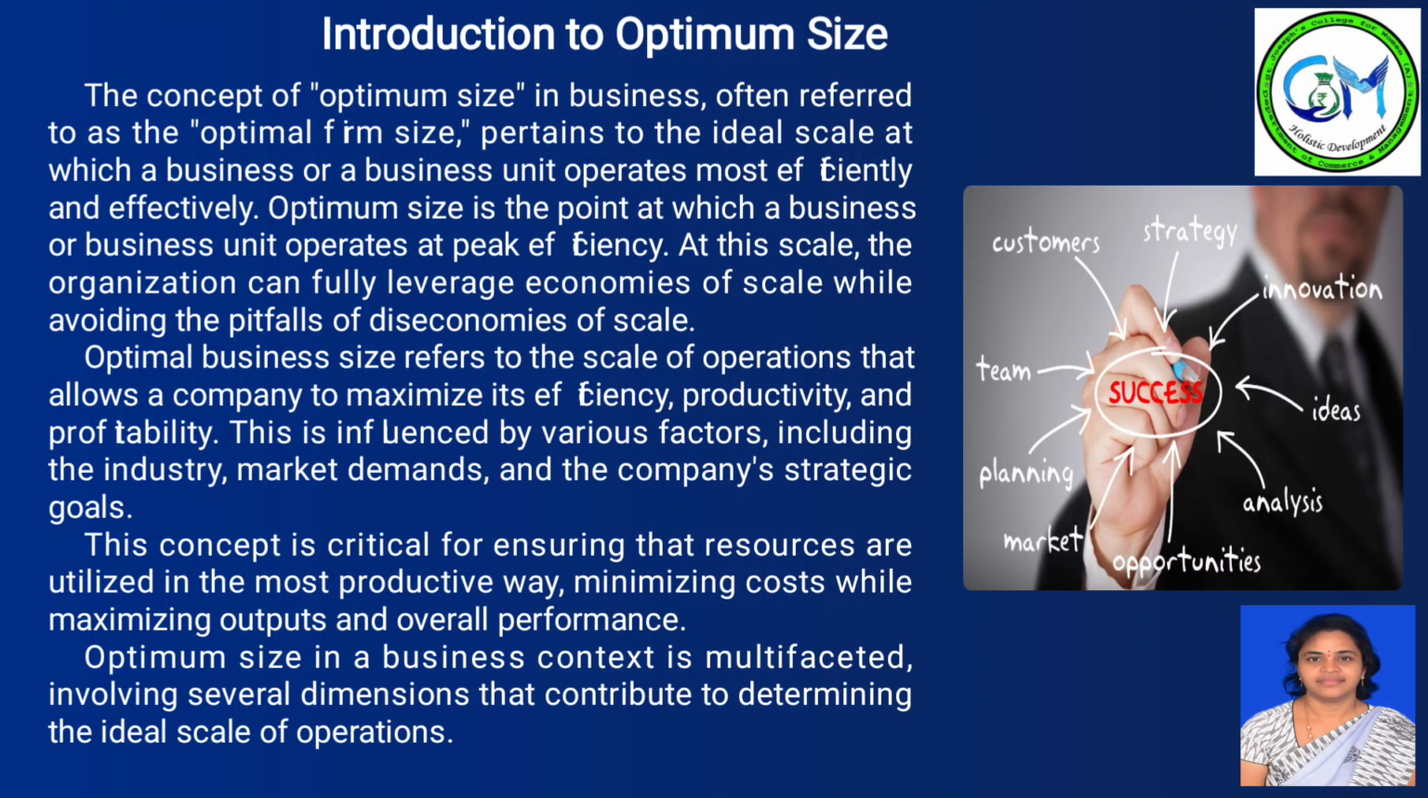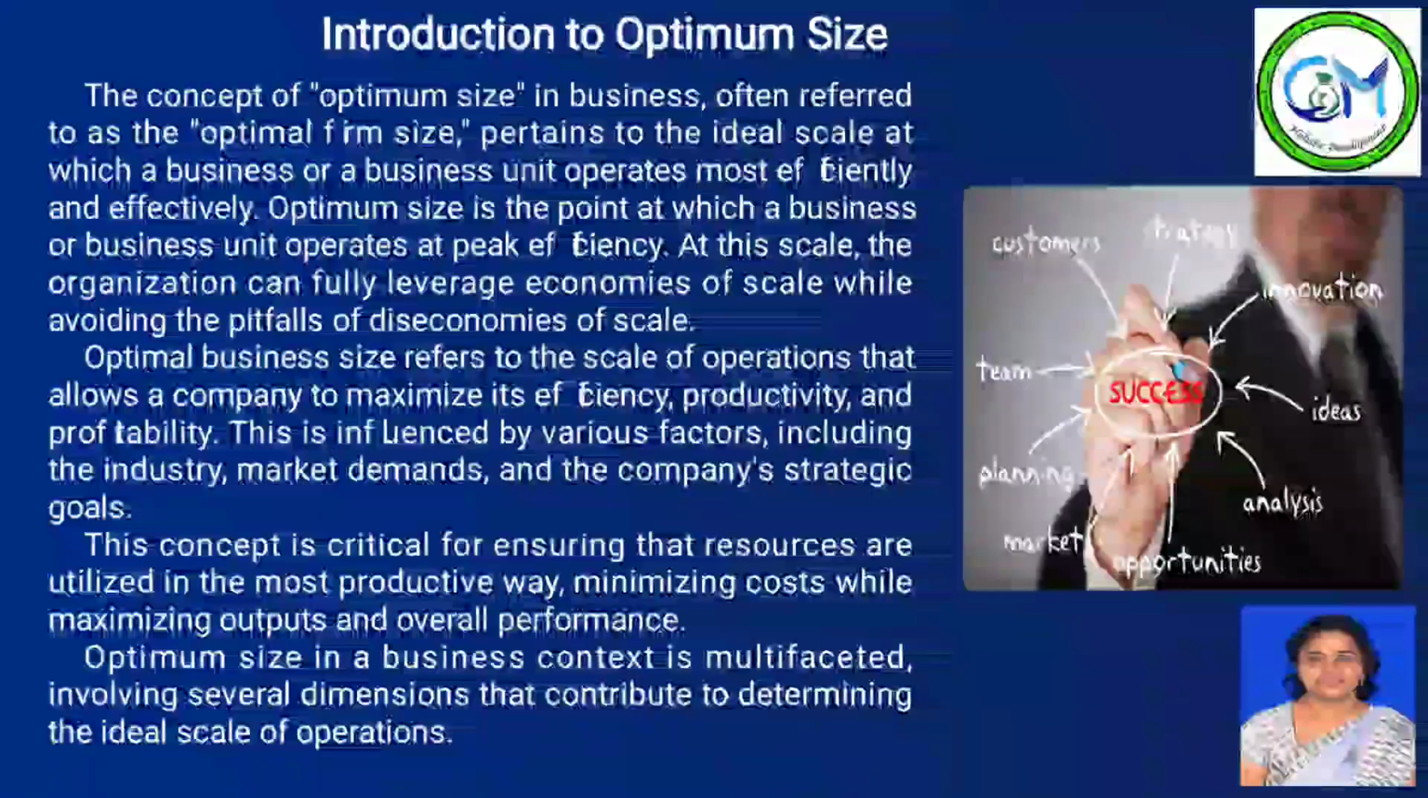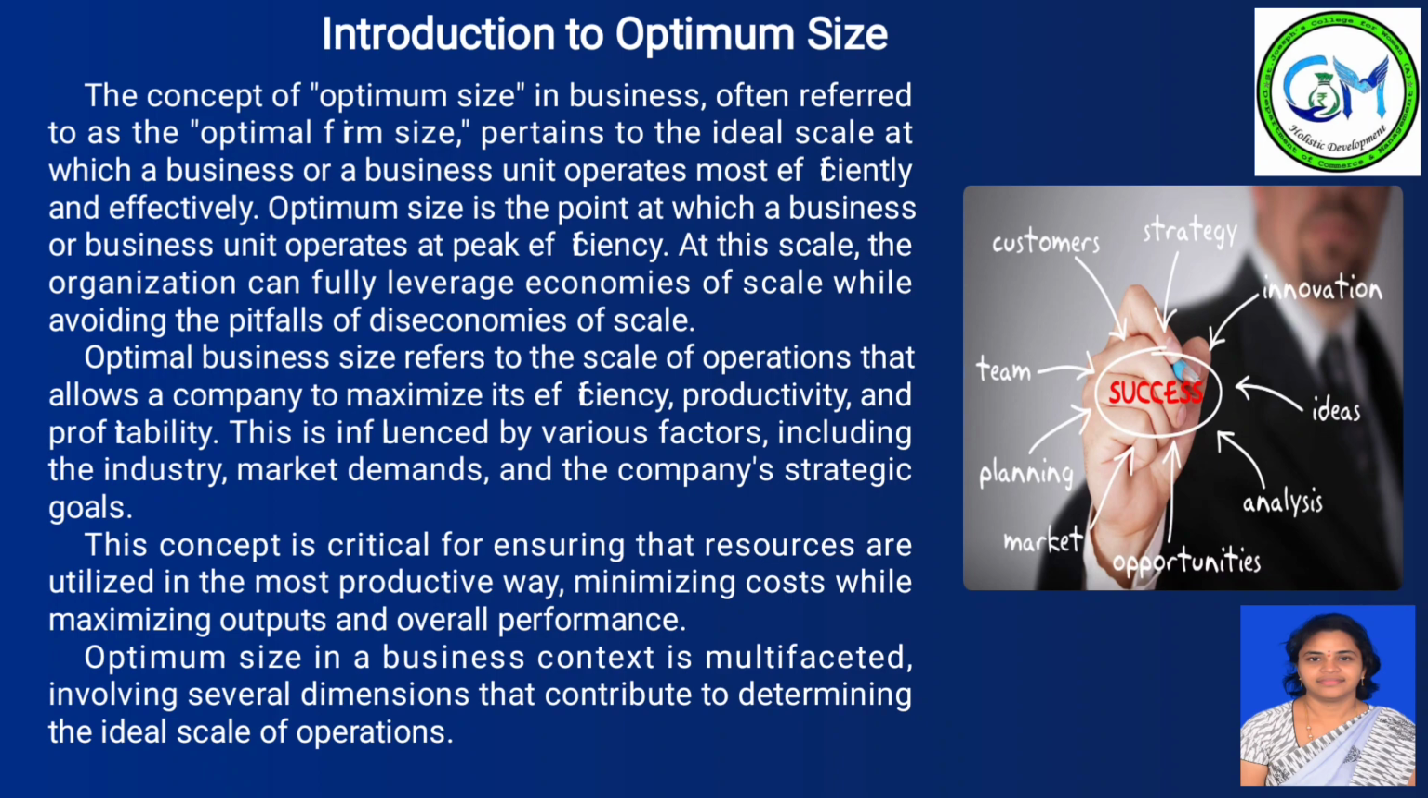Next, coming to the next topic, introduction to optimum size. What is optimum size? Balancing. Optimum size in a business, also referred to as optimum firm size, pertains to the ideal scale at which a business or a business unit operates most efficiently and effectively, managing all the departments towards the organizational mission and vision. That is what we call the optimum size, a point at which a business or business unit operates at peak efficiency.